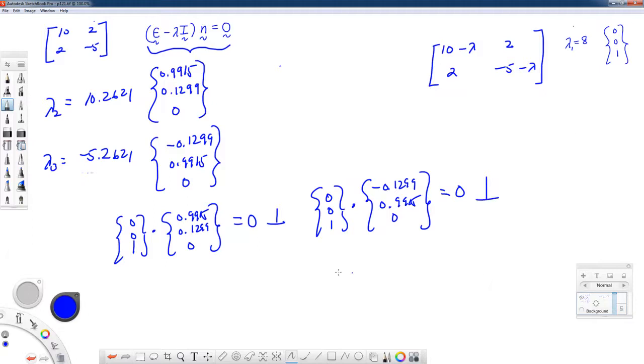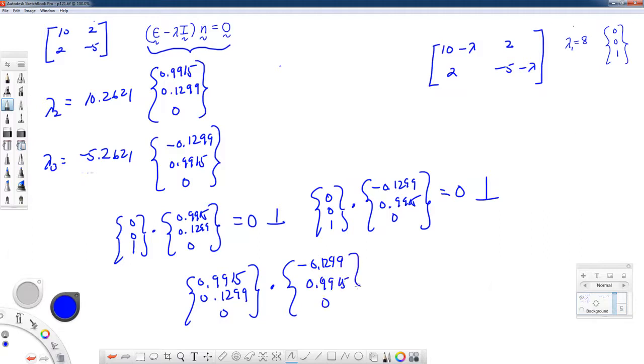So those are perpendicular. And lastly, if we were to take the other two, 0.9915, 0.1299, 0, and dot it with minus 0.1299, 0.9915, 0, then in that case, we would also get 0. So all three are perpendicular. So that's a good check to see if you have done everything correctly. If you got anything that's not perpendicular, either you have a little bit of rounding or there's a more major mistake somewhere.